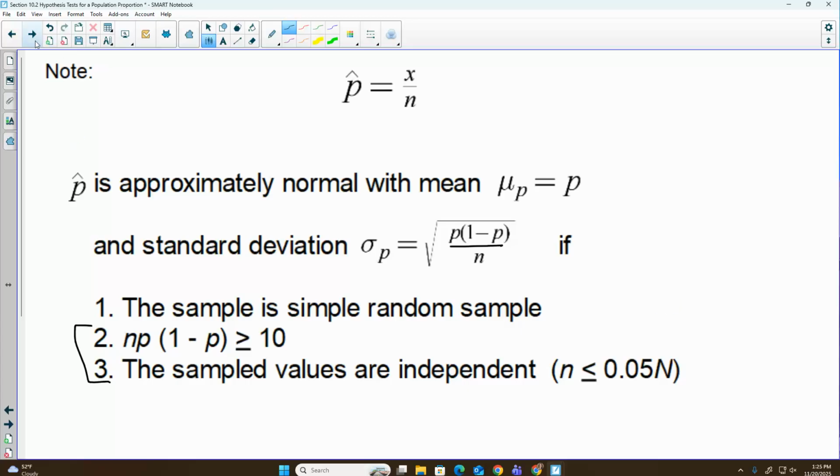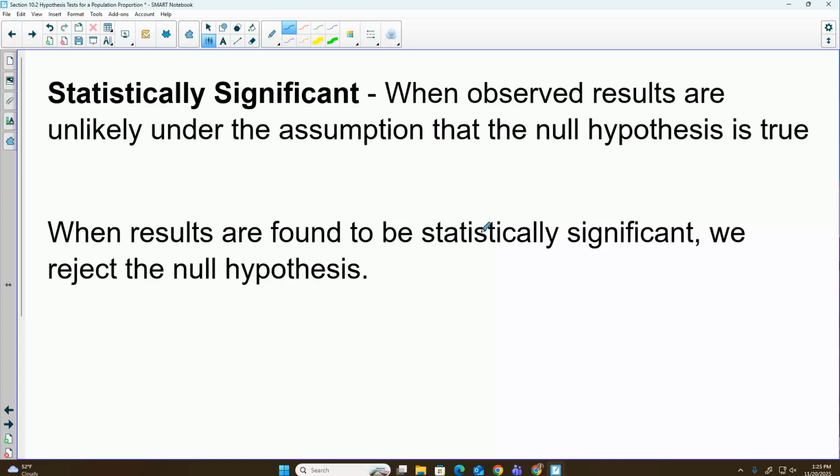In our hypothesis testing, we are going to be checking if things are significant. Significant is unlikely under the assumption that the null hypothesis is true. Remember, we talked about null and alternative hypotheses yesterday. So what we're doing is basically finding the probability that the alternative hypothesis happens if the null hypothesis was true.